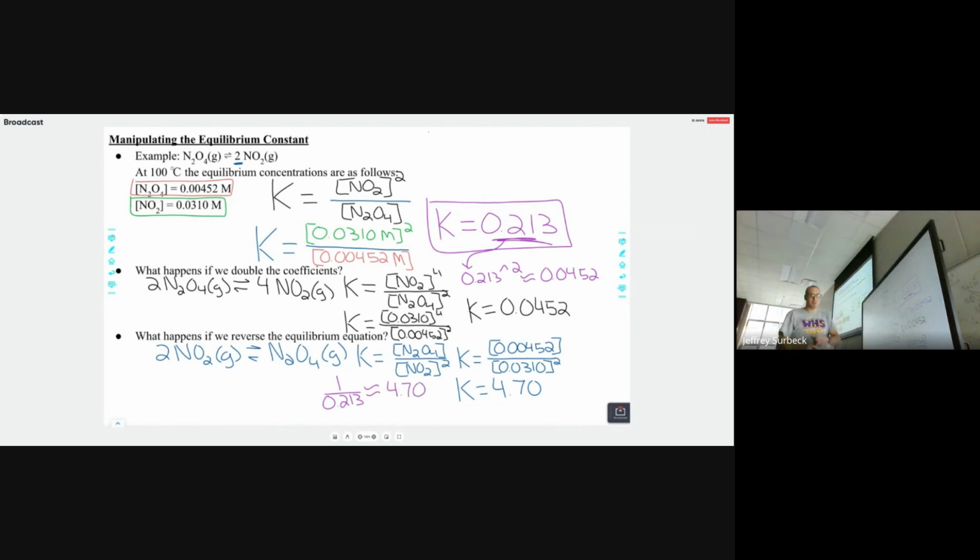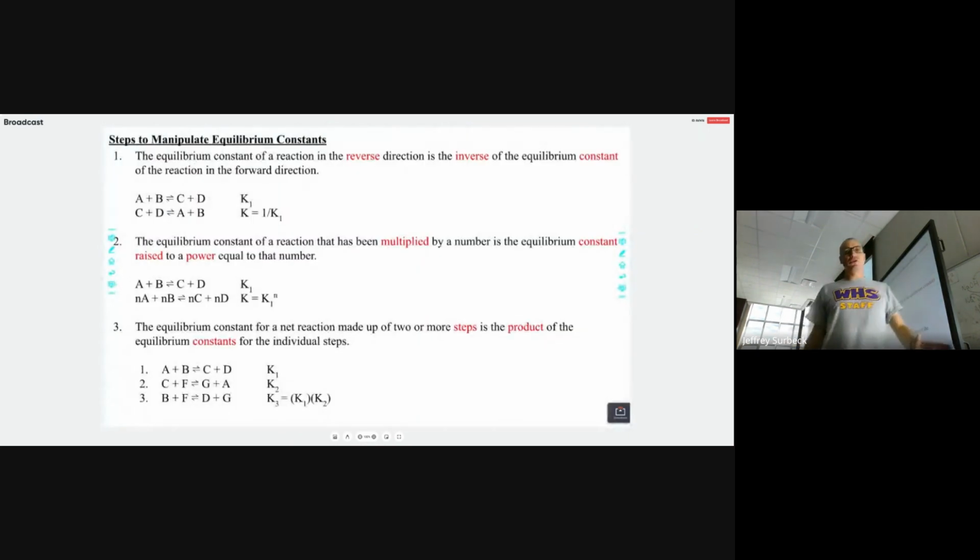So my point with this slide is that we don't have to completely switch around the equation and essentially waste our time. We have some rules, if we change around the equation, that we can abide by. Okay, so let me go to the next slide here and let me show you our specific rules. So number 1, if you reverse the direction, the K is 1 over that original K value, or what we called the inverse of our K value.